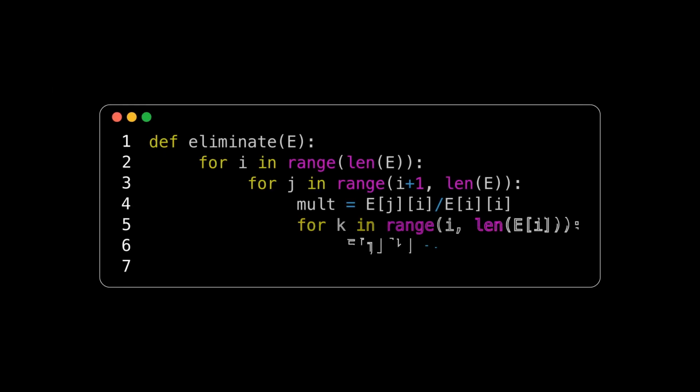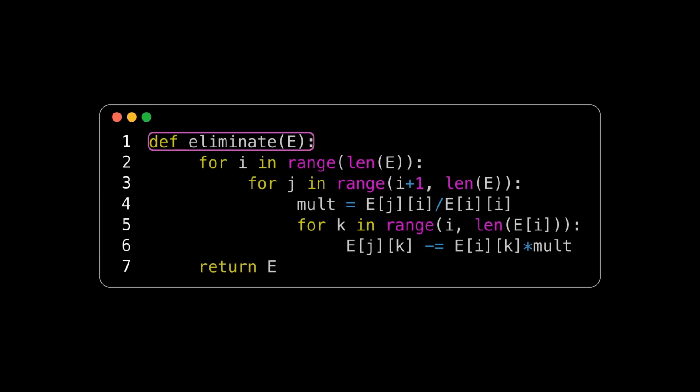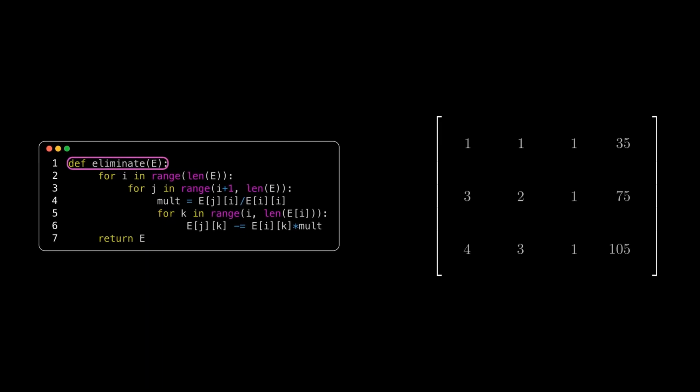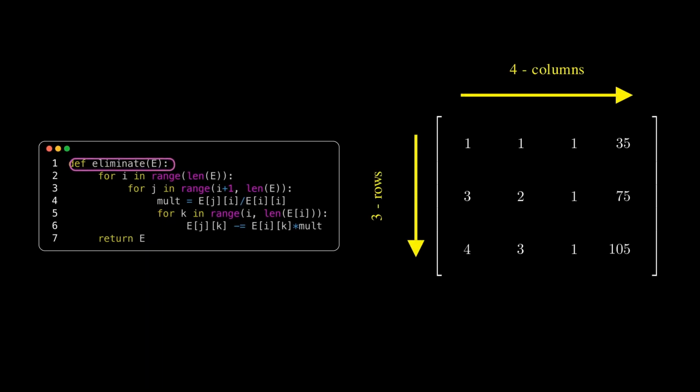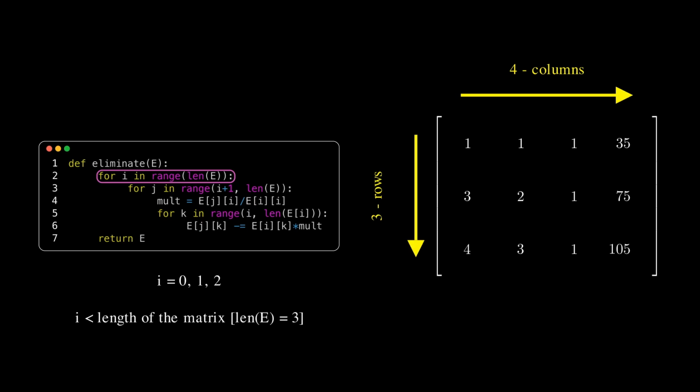Here is the complete code for the eliminate function. To understand how it works, we must first go through the code step by step. E represents our augmented matrix. The i loop refers to the ith row of the matrix. Its value ranges from 0 to the length of the matrix E, which corresponds to the number of rows. In this case, the length of the matrix E is 3. Therefore, i equals 0, 1, and 2. We will not include 3 here because the for loop functions only when the condition i less than length of the matrix holds true. But why start from 0? In Python, the indexing starts at 0, so 0 represents the first index.